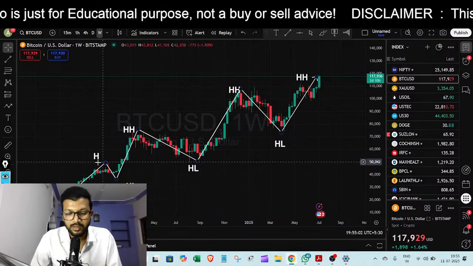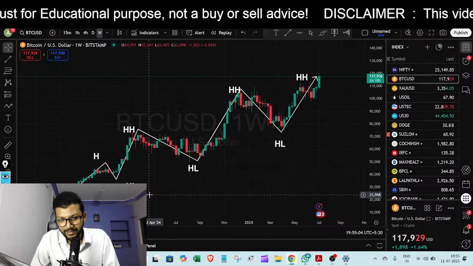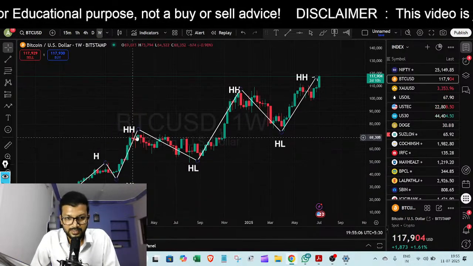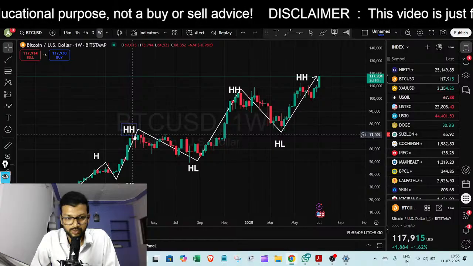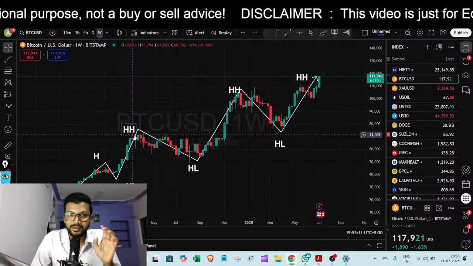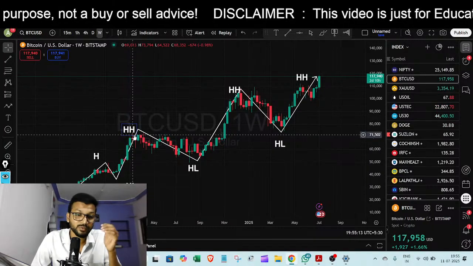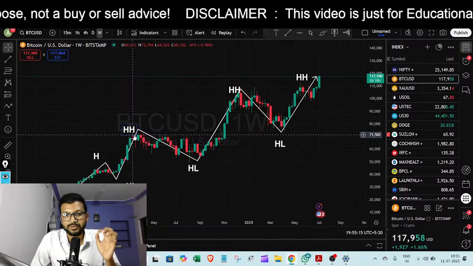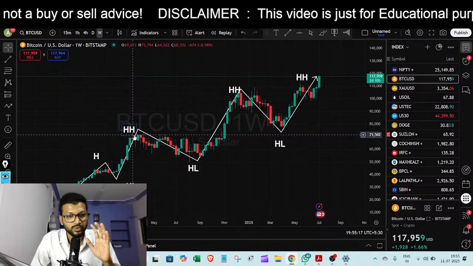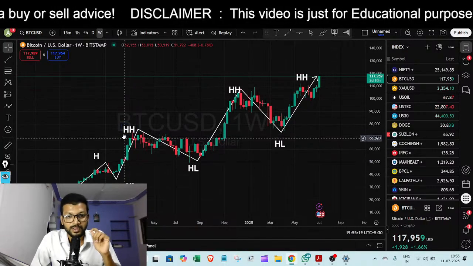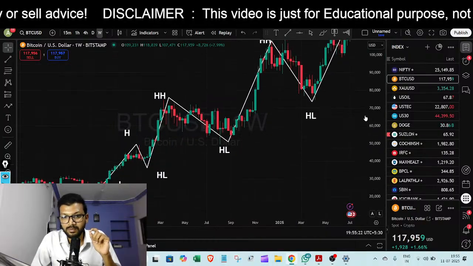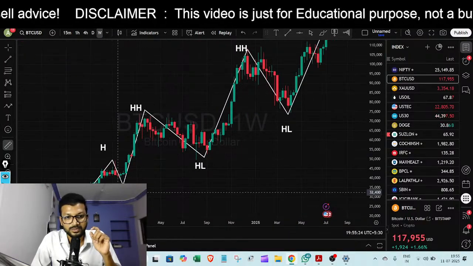When should we enter? We should enter on the higher lows. Suppose the market is at this level, that is $71,000. You should not enter here by thinking that the market has been moving upside, BTC is moving upside, we should invest or we should buy. No, you should wait for a retracement. This retracement must be 50% or 60%.